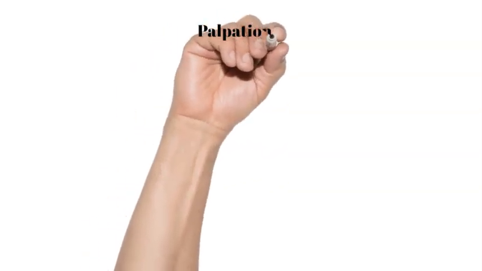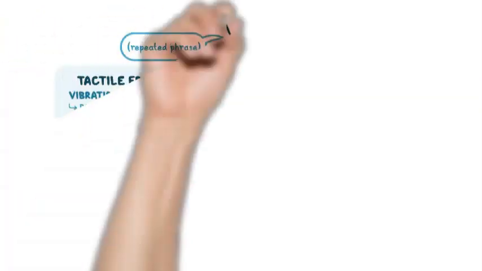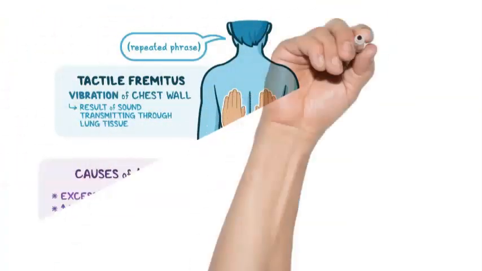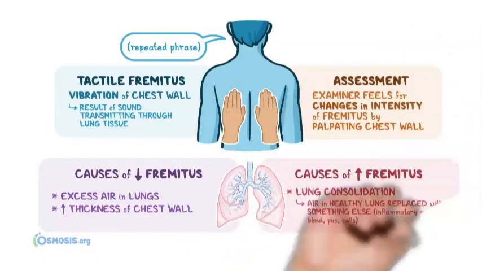Palpation. Palpation involves using the hands to assess the chest wall and identify any tenderness or masses. Providers would also assess for crepitus, which can indicate rib fracture, equal rise and fall of the chest, and tactile fremitus.